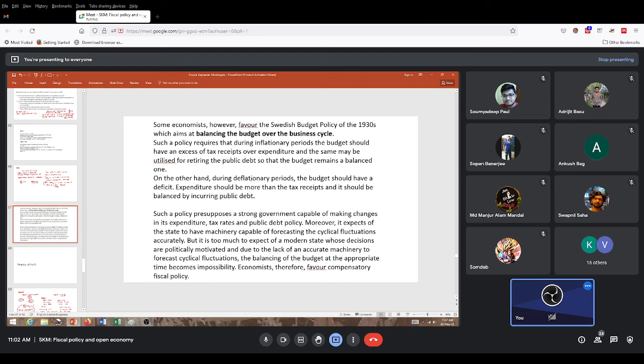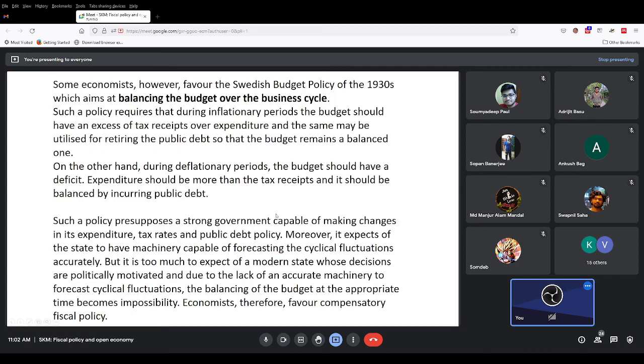Okay. So therefore, the Keynesians have now somewhat changed the style. They are realizing that if you go for a balanced budget multiplier, well, it's not very sure what is going to happen. It's not going to have the desired effect. What they are saying is that you should balance the budget over the business cycle. Now, what exactly does it mean?